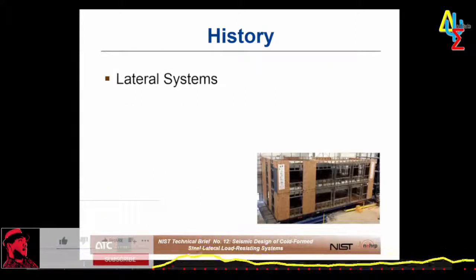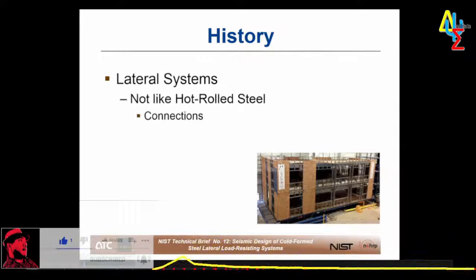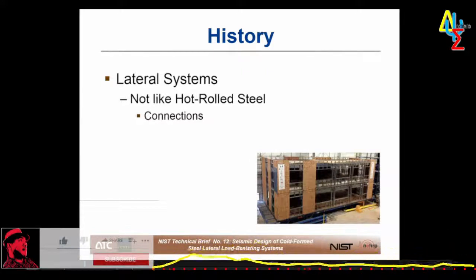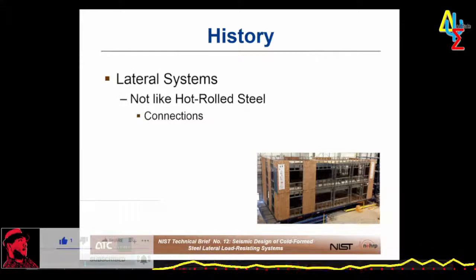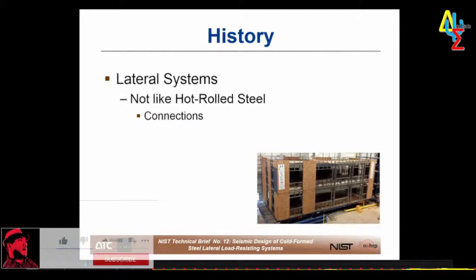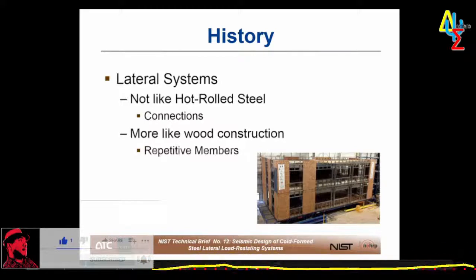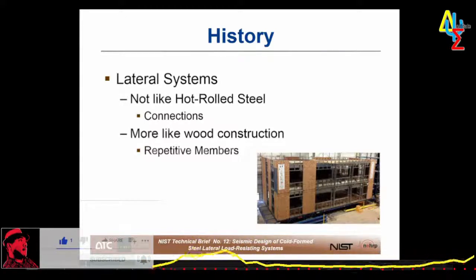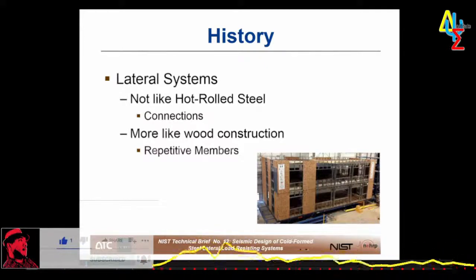The development of CFS lateral systems has been more recent. And while the material, steel, used in a CFS lateral system is similar to hot rolled construction, there are a lot of significant differences between the design, particularly as they relate to connections. In fact, CFS construction in large part, methods and connection types are more like those you might find in wood framing, including the use of repetitive framing. So you've got framing members at relatively tight spacings, like 16 or 24 inches on center.